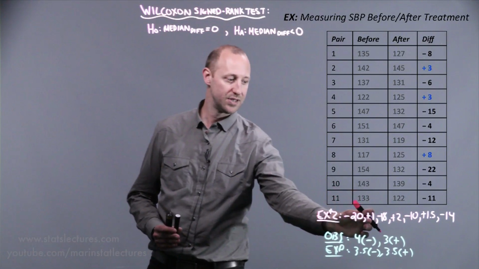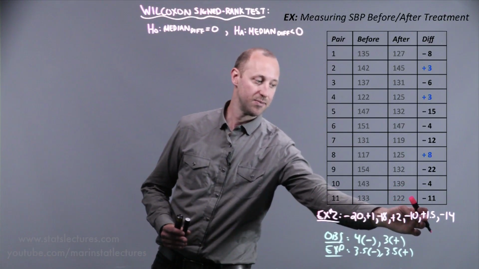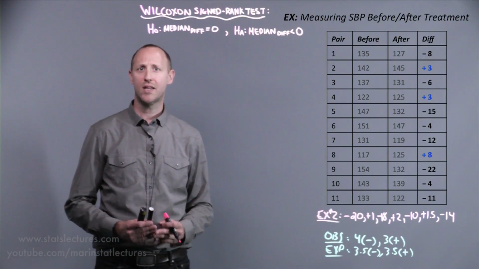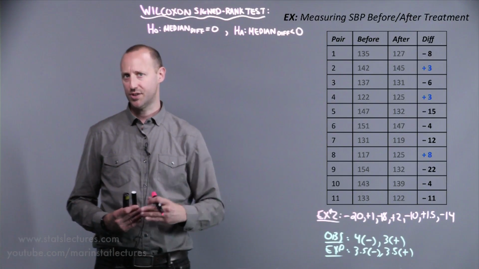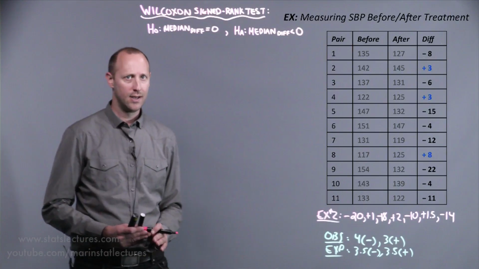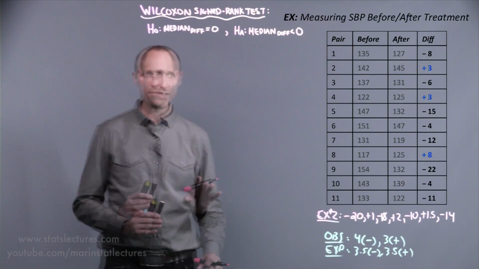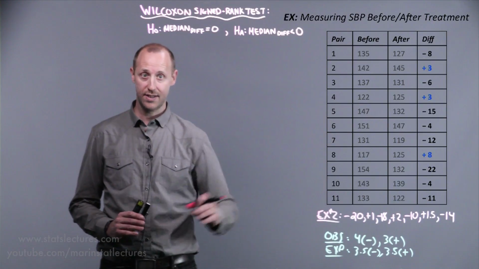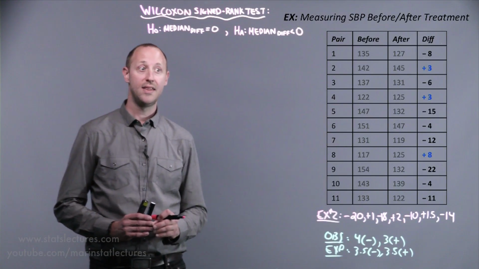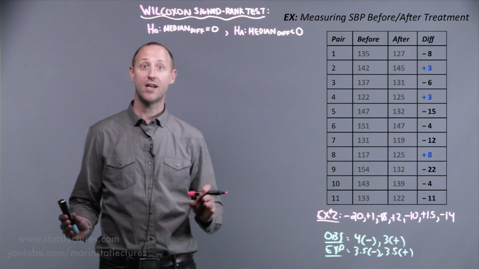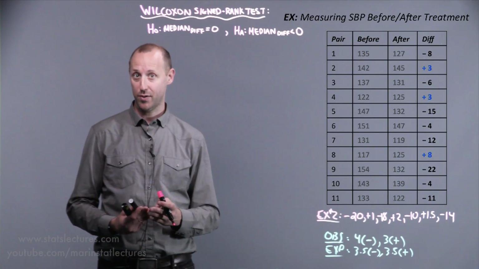So what's the smallest change? What's the second smallest change? What's the third smallest change? And so on. And we can rank them from smallest to largest or largest to smallest. It doesn't really matter. Convention is usually smallest to largest, but like I said, it doesn't make a difference. So what we're going to do is rank the size of the changes, and then we're going to sum up the ranks for all the decreases, sum up the ranks for all the increases, and compare those two.